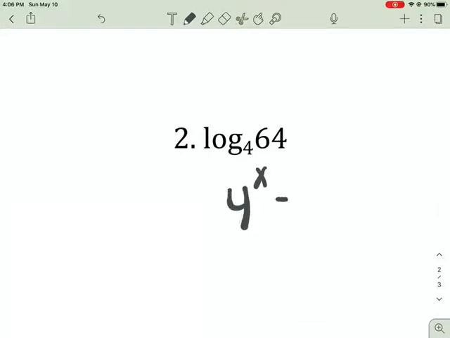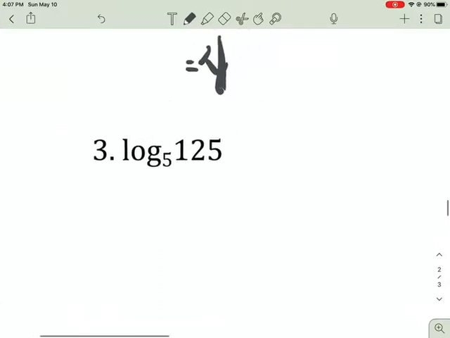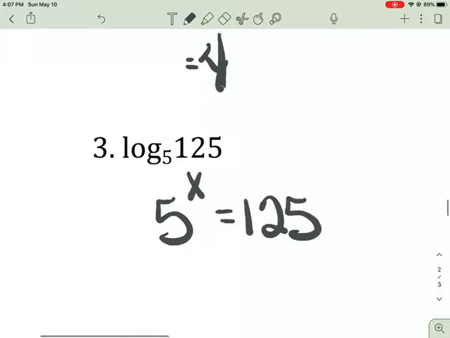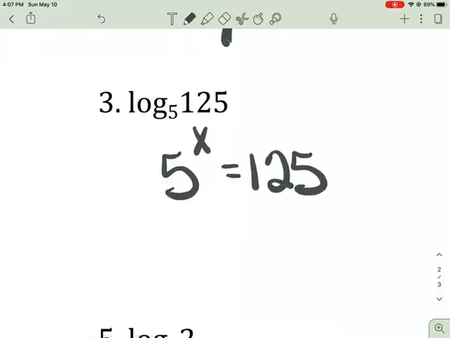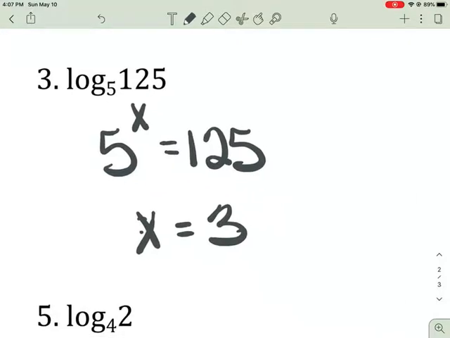So 4 to what power gives you 64? I believe that's 3. 5 to what power gives you 125? I believe that is 3 as well.